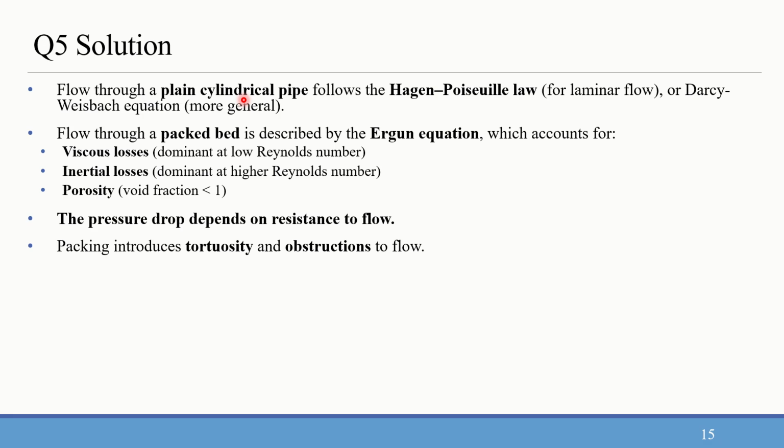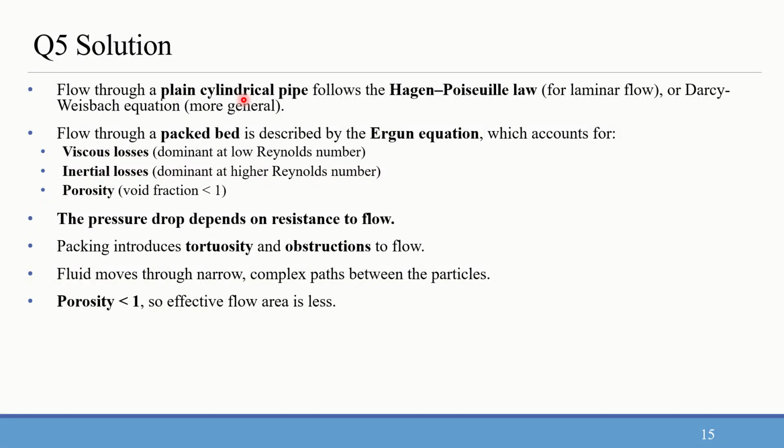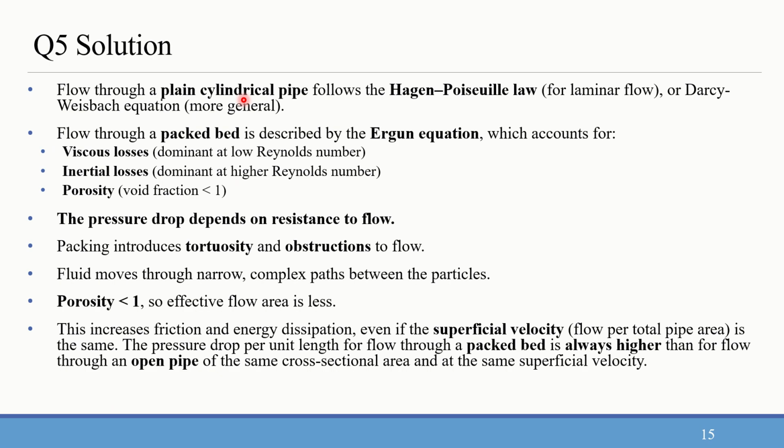When we have a packing, it introduces tortuosity and obstructions to the flow, and because of that, flow moves through narrow complex paths between the particles, thereby increasing the pressure drop. Then porosity is less than 1, so the effective flow area is actually reduced. So this increases the friction and energy dissipation even if the superficial velocity, flow per area, is the same in both the cases. Pressure drop per unit length for flow through a packed bed is always higher than for flow through an open pipe of the same cross-sectional area and at the same superficial velocity.